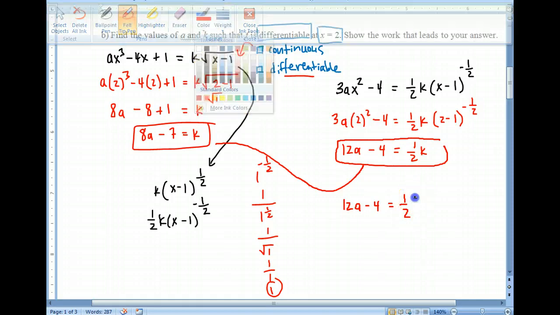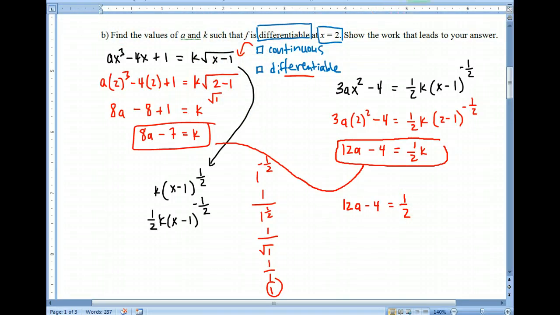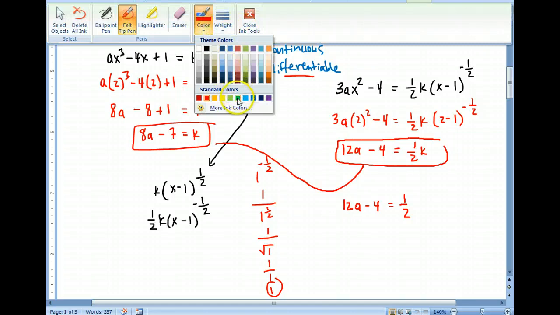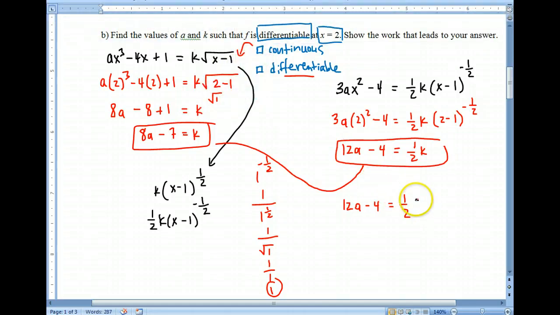So it doesn't matter that they're different? Doesn't matter what? If they're different, this one? No, this is just all information. Even though one's checking for continuity and one's checking for differentiability, they're helping each other. So here would be 8a minus 7.